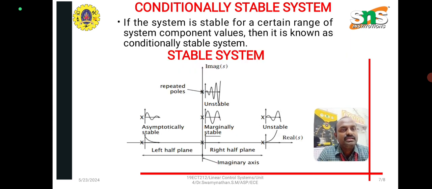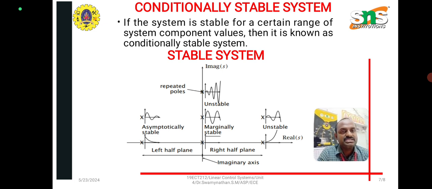Next, a conditionally stable system means the system is stable for a certain range of the component values. That is why it is called conditional, and it is known as the conditionally stable system.